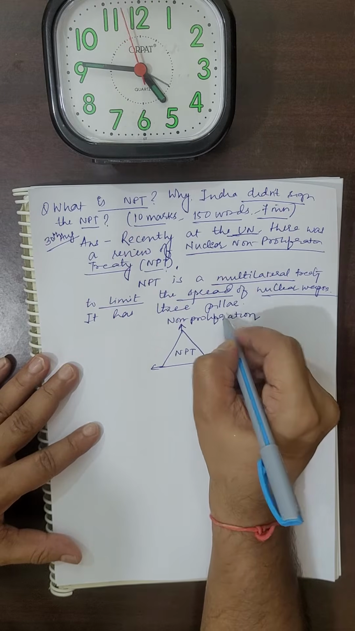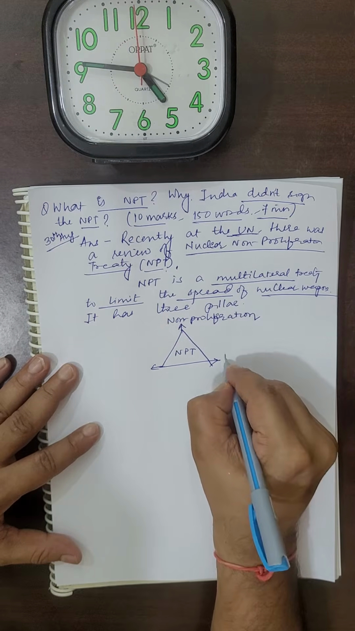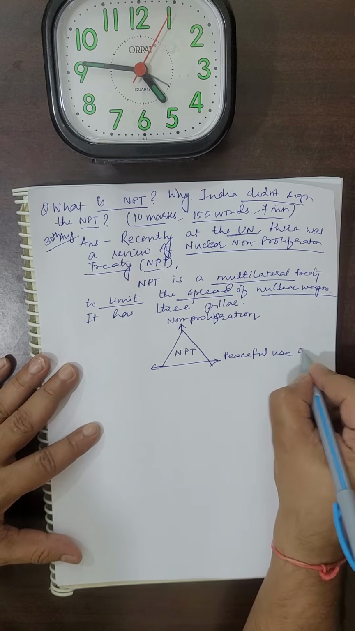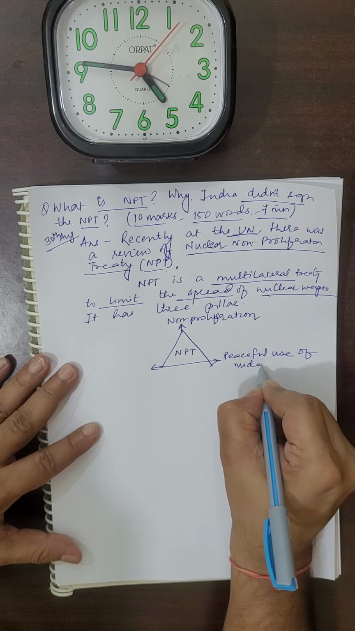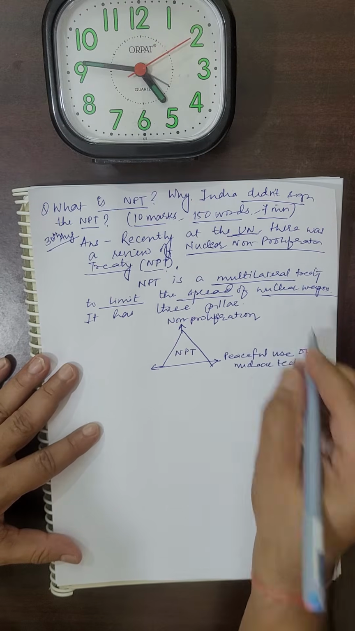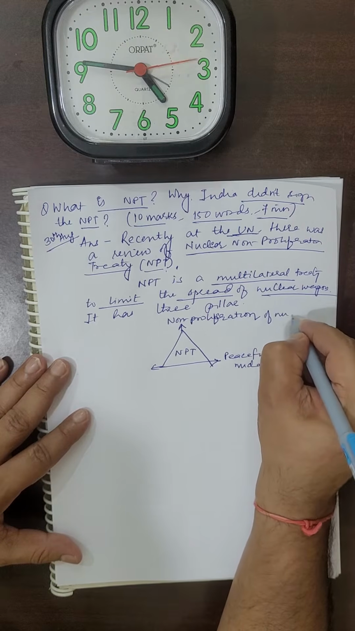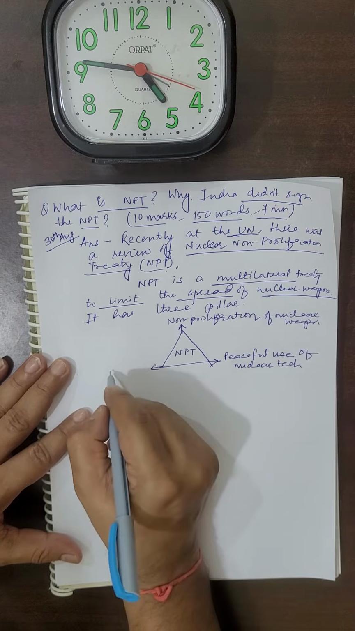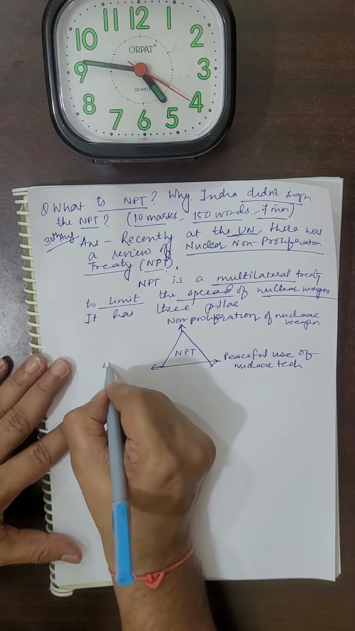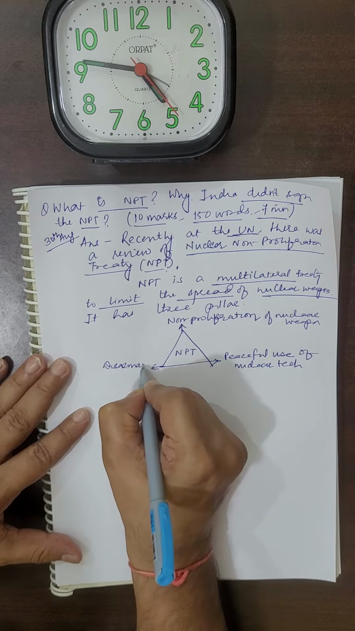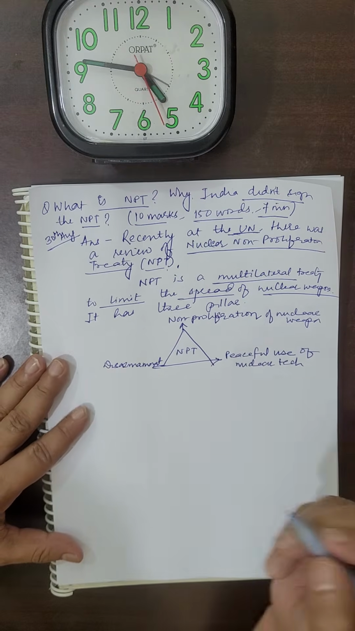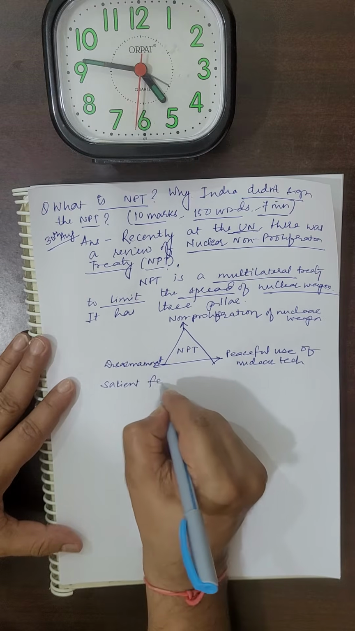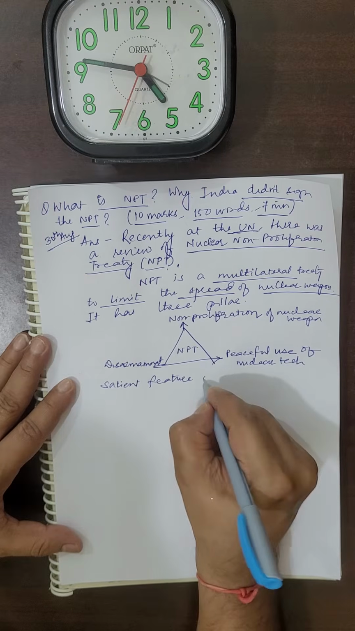Then peaceful use of nuclear technology, and I will write nuclear weapon. And the third is disarmament. So these are the 3 pillars of NPT. Then we will write the salient features of NPT. Make a heading.